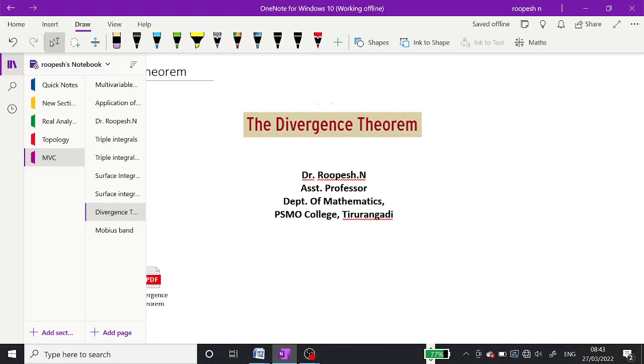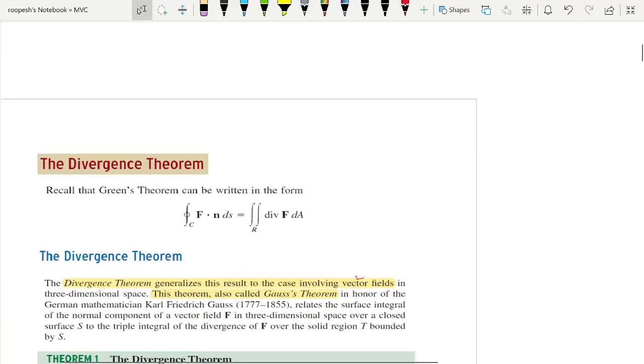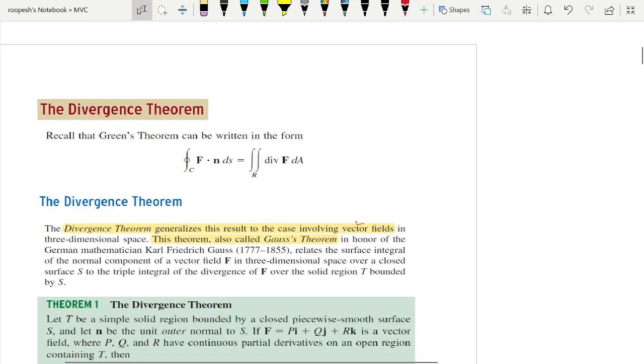Welcome to today's class. Today we are going to deal with the divergence theorem. Actually, this is going to be the generalization of your Green's theorem. So we have Green's theorem as the integral over C of F dot n ds equal to the double integral over R of the divergence of F dA.